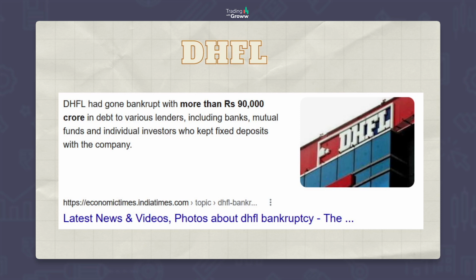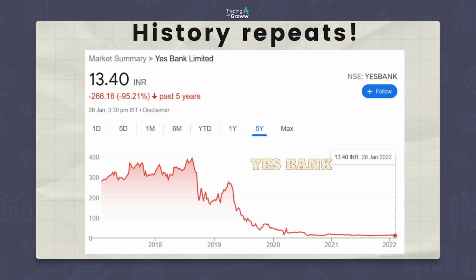We know within a few years, DHFL went into bankruptcy, where it was delisted and all the investors lost money. So people who hoped that it would recover eventually lost money. The same goes for S Bank as well. Even after multiple years, S Bank was not able to go back to its previous levels.